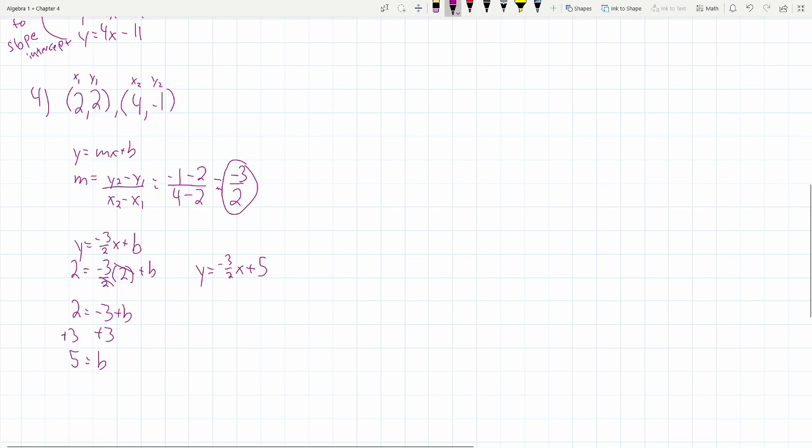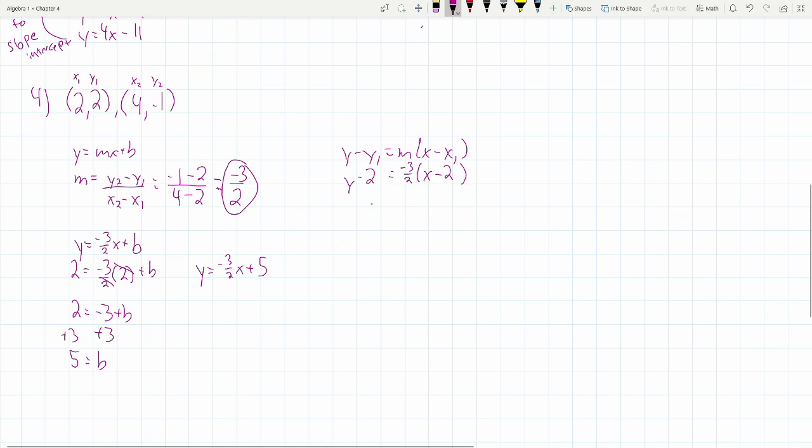Now, the reason that I show you this is you can actually work this from the other side, from y minus y1 equals m times x minus x1, and you can actually wind up getting to the same answer. You figure out m the same way, and so my y minus my y1, which I already have there, is 2, equals negative 3 over 2 times x minus x1, which is 2.